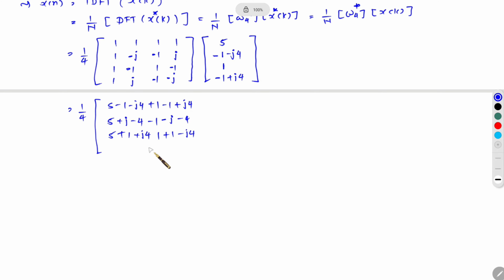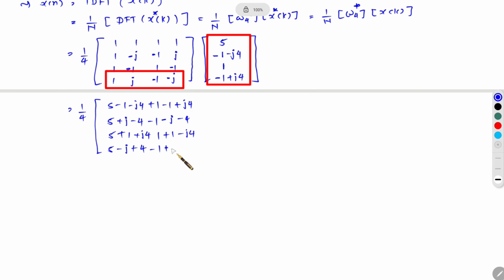Right. The last element will be this row into this column. So 5 into 1 is 5. j into -1 is minus j. Then j into minus j4 means minus j square 4, meaning +4. Then -1 into 1 is -1. Minus j into -1 is plus j. Minus j into plus j4 means minus j square 4, meaning +4.